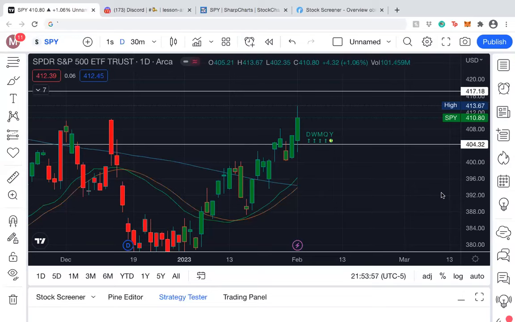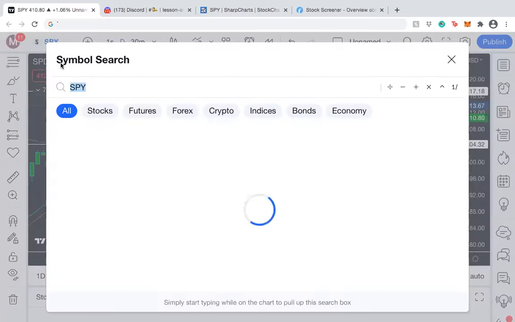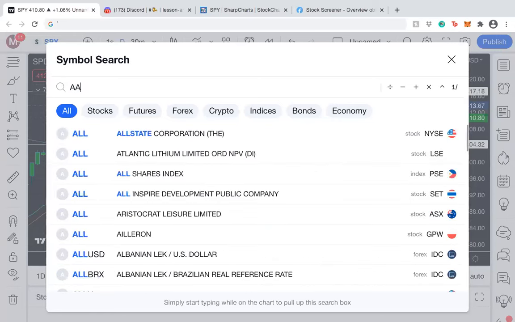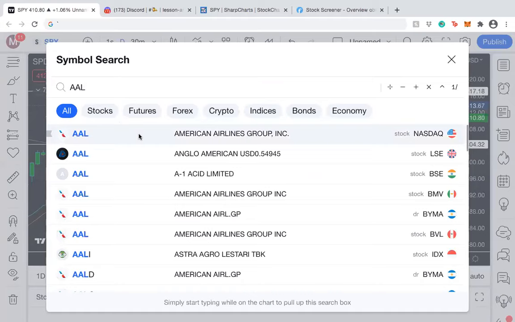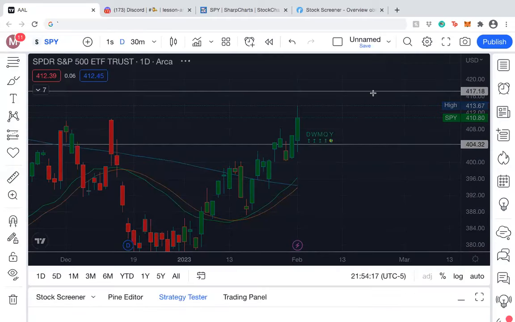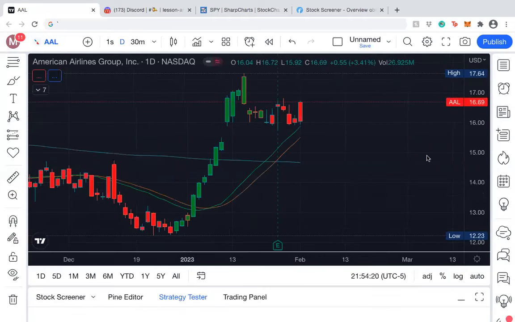Marcus says, can we take a look at some charts and analyze AAL perhaps? All right, I'm going to wrap this up. I'm going to look at American Airlines real quick. I'm not really a fan of American Airlines. I fly Delta, but we can check it out.